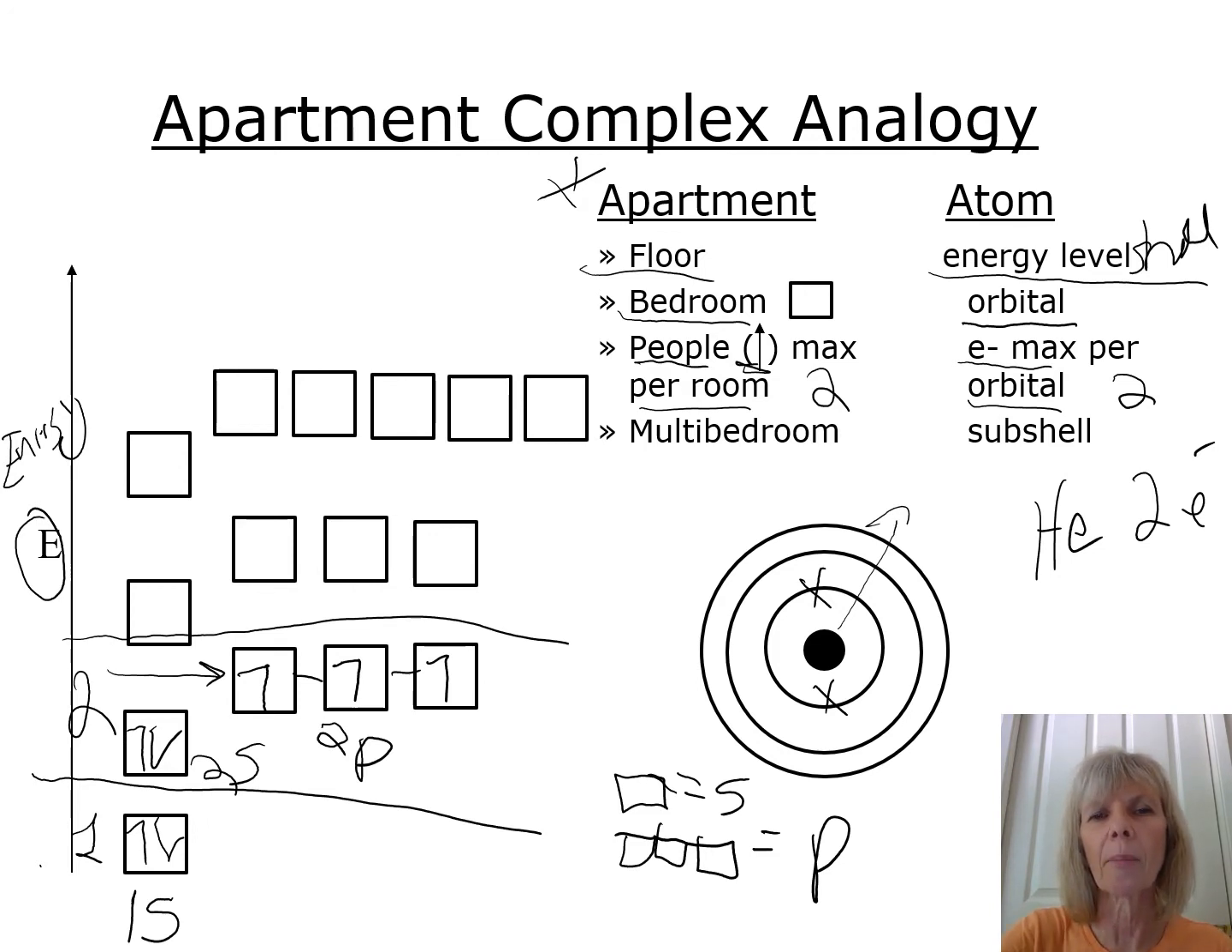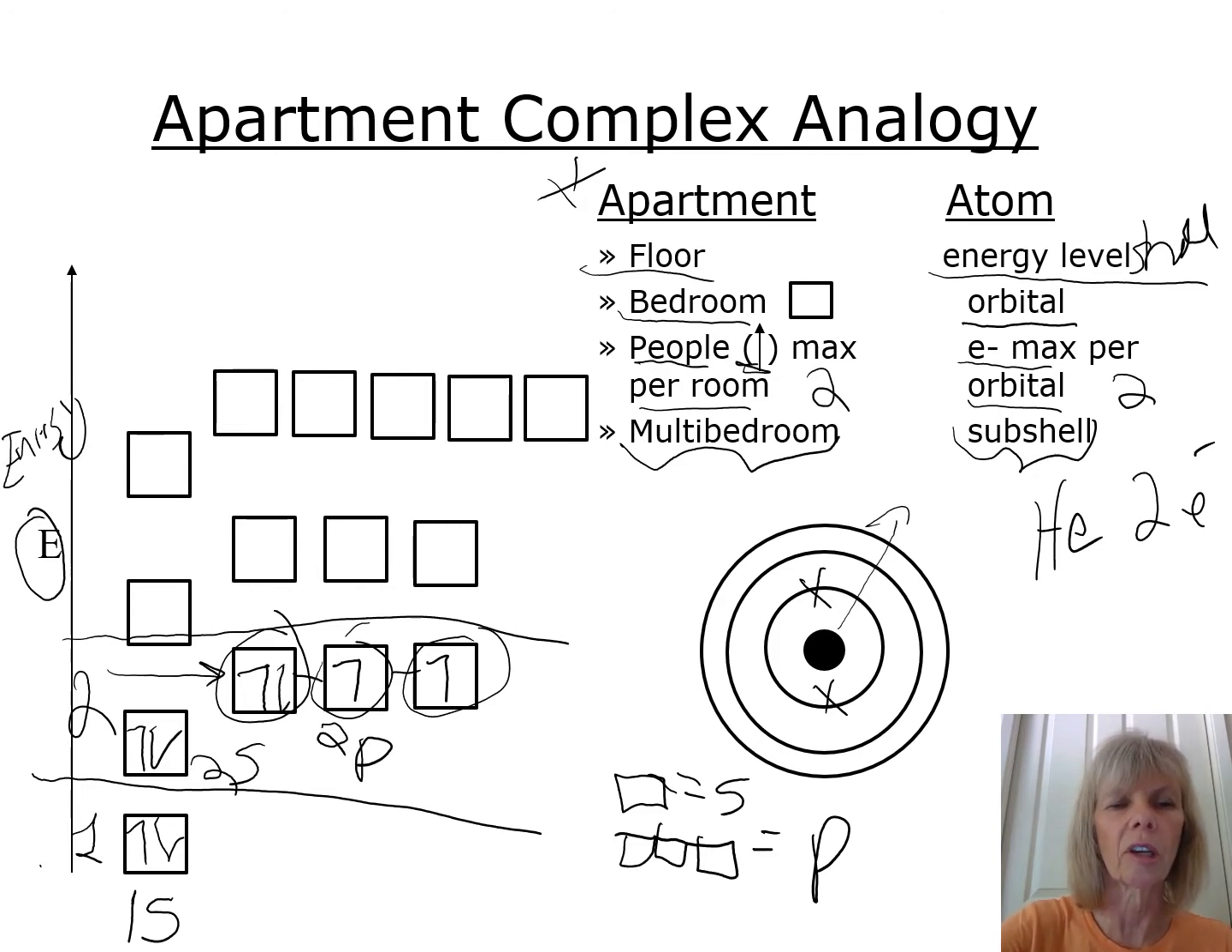So when you have a multi-bedroom, like we just did here, we have a p, we call that a subshell. The box is the orbital. In my p subshell, I have 3 orbitals. Now I can add more electrons here because we said we can have 2 electrons per orbital, or 2 people per bedroom. So if a 4th person moves in, we can add them in here. We can add another one and another one. So the maximum amount of people allowed into a 2p apartment is 6 people, or 6 electrons.